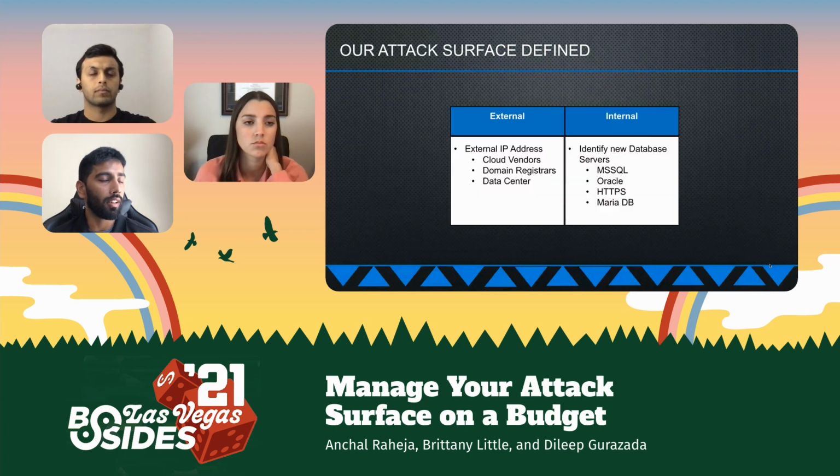Now let's define our attack surface within our internal systems, right? To identify this proprietary or sensitive data, we need to look at our database servers. Mostly because these are the systems that are used by developers to store or retrieve data, which could have potential production data, which is proprietary to your organization. These include servers like MS SQL, Oracle, MariaDB, and HTTPS websites or services that are running.